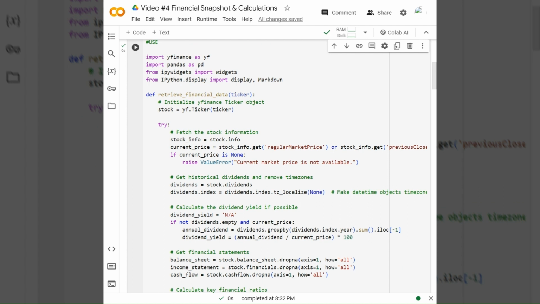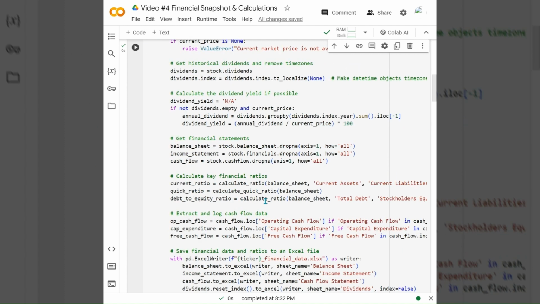And then on top of that, we're going to grab the historical dividends. We're going to look at the entire history of the dividend payments, if there is any. If there's not, then we're just going to get either a blank data cell or an NA. And then with that, we're going to take a look at what the overall dividend yield is on that specific company.